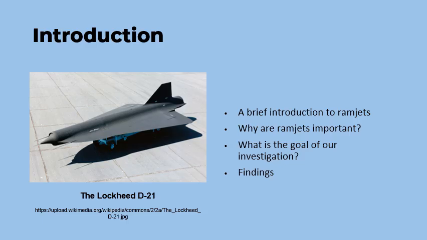The image on the left is of a Lockheed D-21, which is a ramjet-powered reconnaissance drone. The D-21 was mounted and launched from this SR-71 Blackbird and was used in various operations in the 70s until it was replaced by spy satellites.